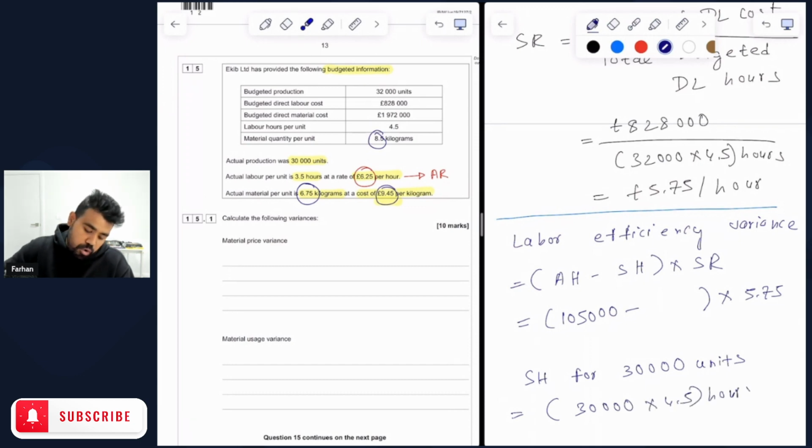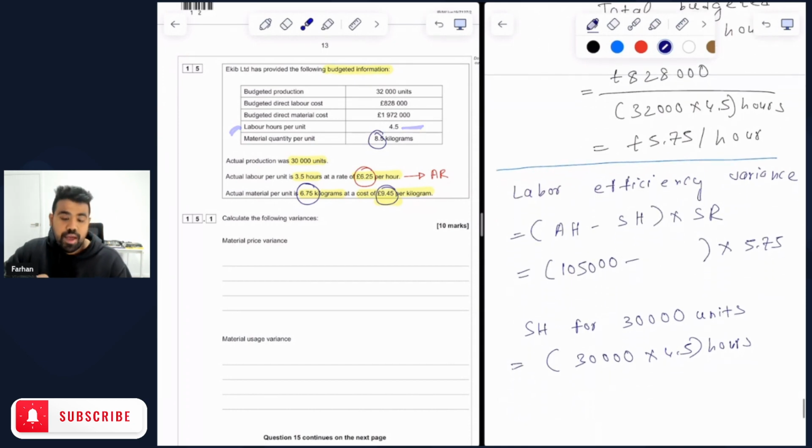So where do we get 4.5 from? In the table, it shows the labor hours per unit to be 4.5, which is the budgeted labor hours per unit that we had set aside. And if I want to find the standard hour for 30,000 units, then we just simply multiply 30,000 with the labor hours per unit that we had budgeted, and that is 4.5. That should give us 135,000 hours.